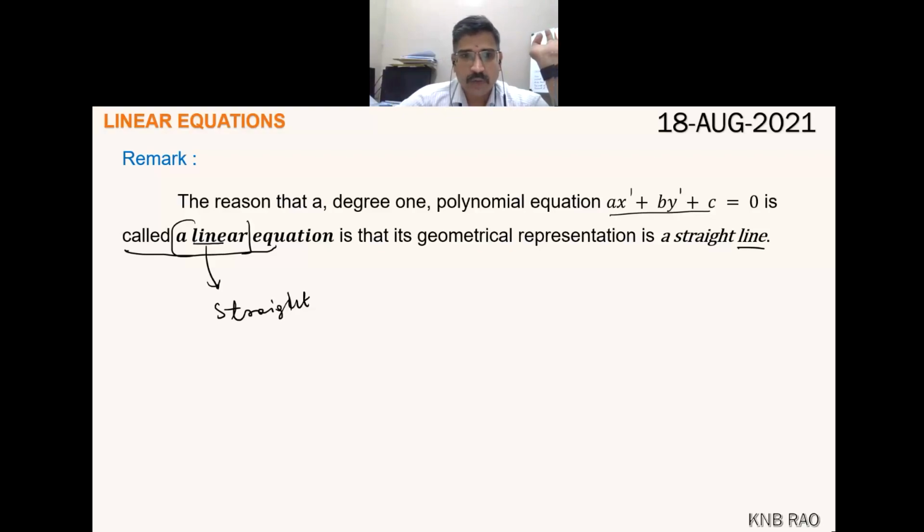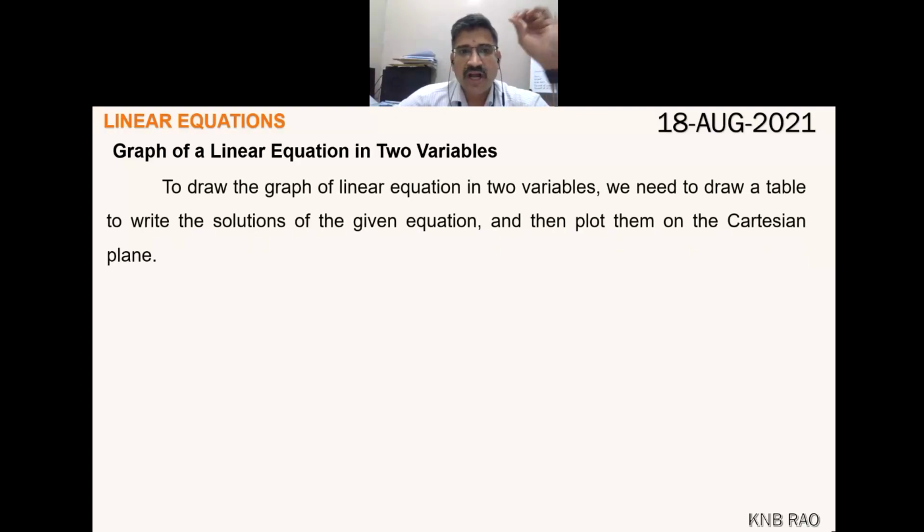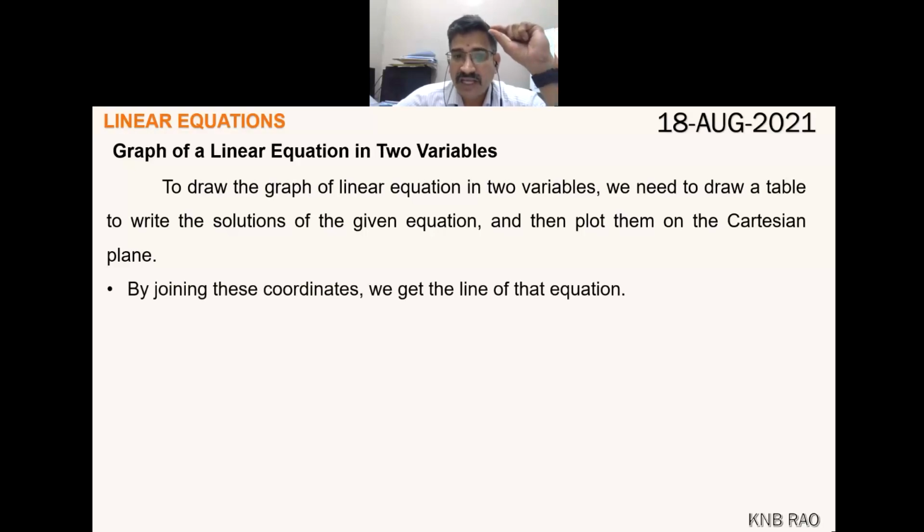Now let's move on. Graph of a linear equation in 2 variables. To draw the graph of a linear equation in 2 variables, we need to draw a table to write the solutions of the given equation and then plot them on the Cartesian plane. Plot means represent on a Cartesian plane those solutions in the form of an ordered pair. Next point, by joining these coordinates, we get the line of that equation.